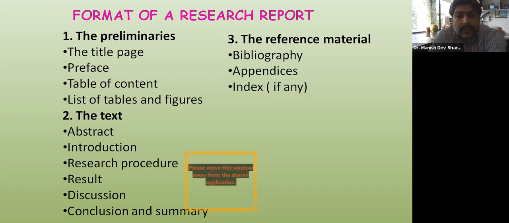Finally, more important nowadays is the reference material, because earlier you could write and publish it, but nowadays there is more importance given to plagiarism. So now in government as well as private universities, and in funding agencies, they all want plagiarism reports. Earlier we had only 1 or 2 plagiarism systems.